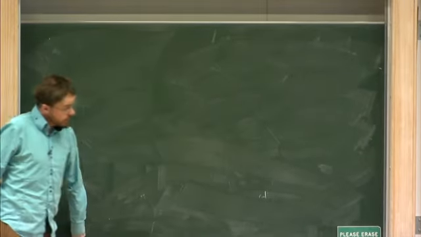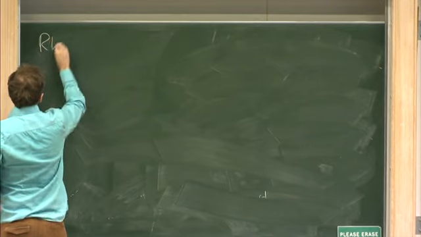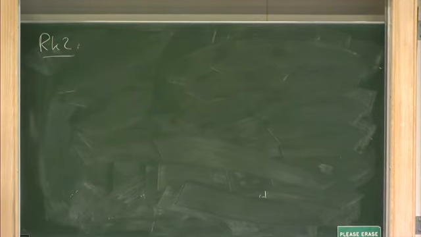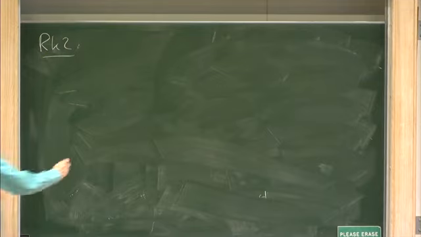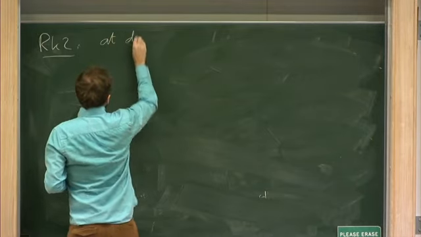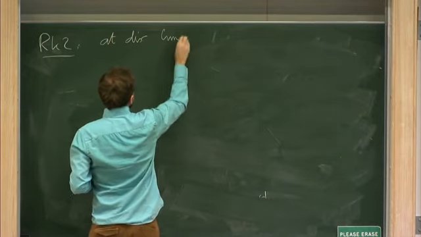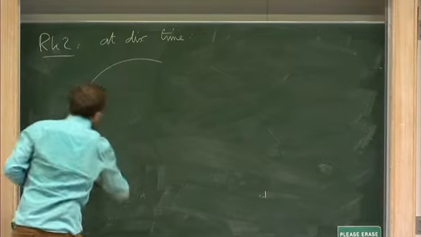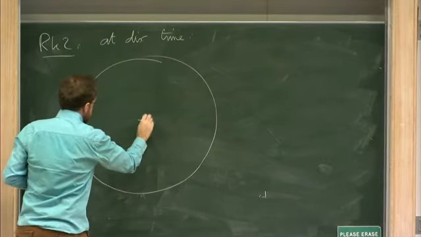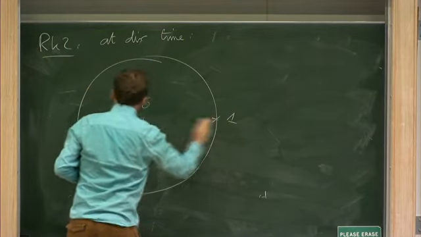Okay, the second thing is remark number 2, which will give us the way to set up the computation. What happens at the moment when the curve disconnects 0 from minus 1? So at the disconnection time, what do we have? This is our domain, this is 0, this is 1, this is minus 1.